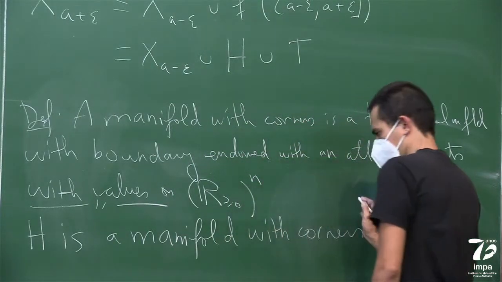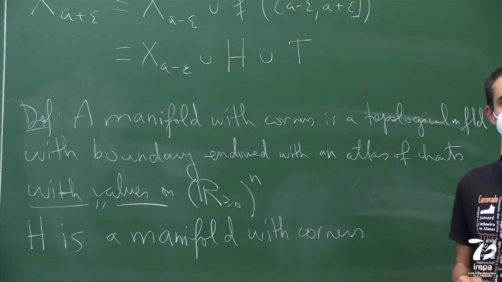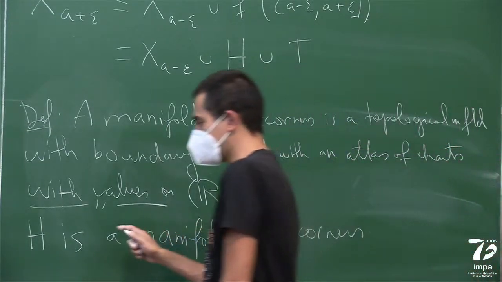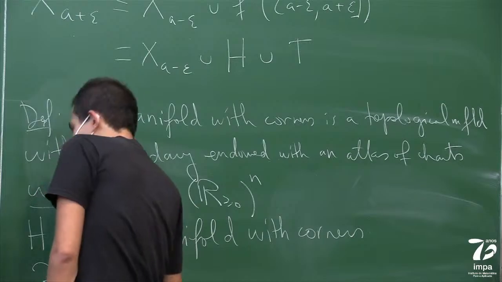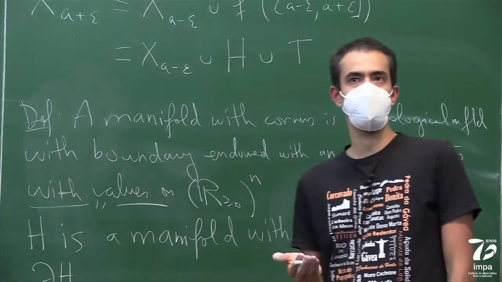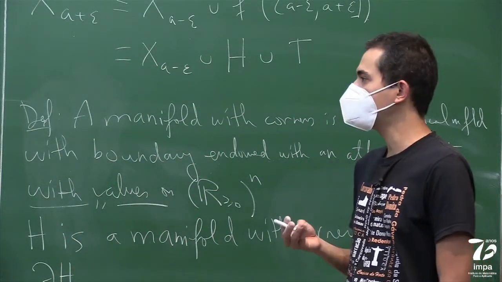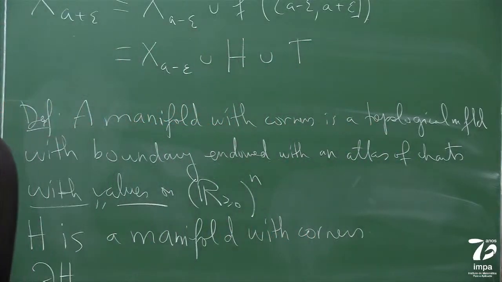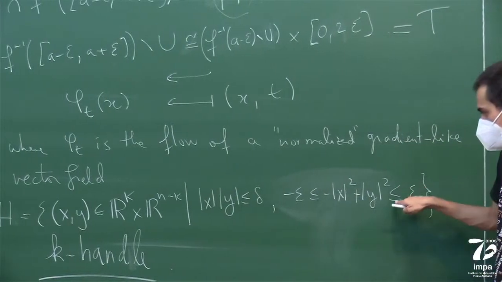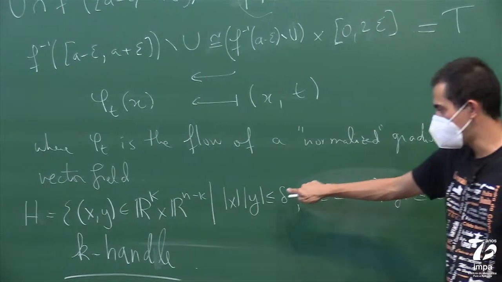With corners. And what you can see is the boundary of H. So the boundary of H is going to have basically three pieces. There's a part where we have an equality here, a part where we have an equality here, and a part where we have an equality here.